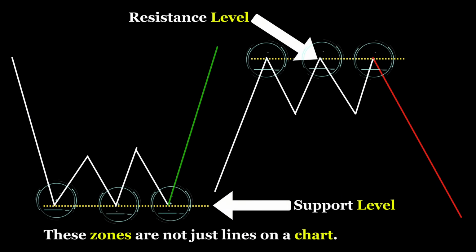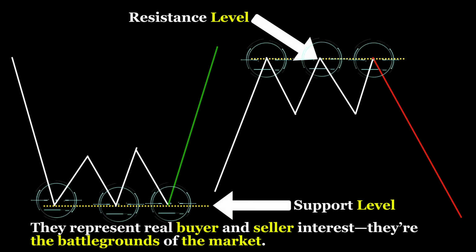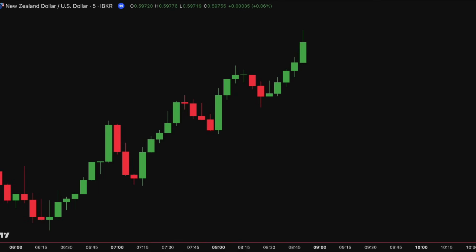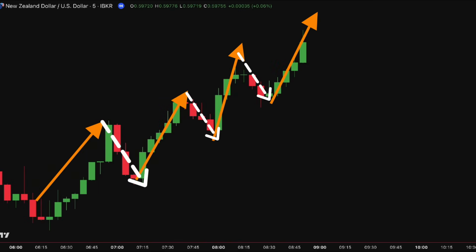These zones are not just lines on a chart. They represent real buyer and seller interest. They're the battlegrounds of the market. Now let's walk through how support and resistance form specifically during trending markets. When the market is trending up, it moves in waves. Impulsive moves pushing higher, followed by retracements pulling back slightly before another leg up.